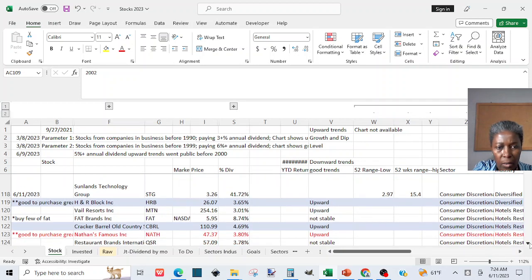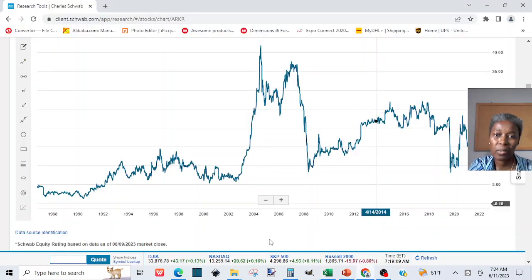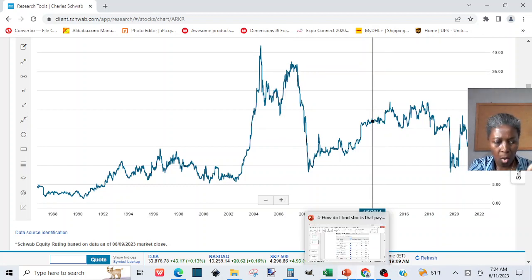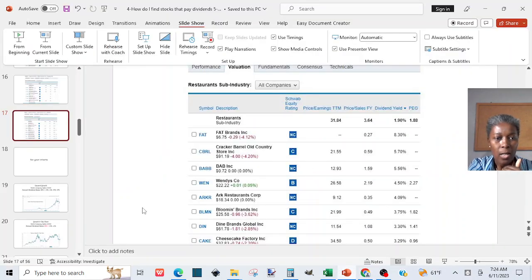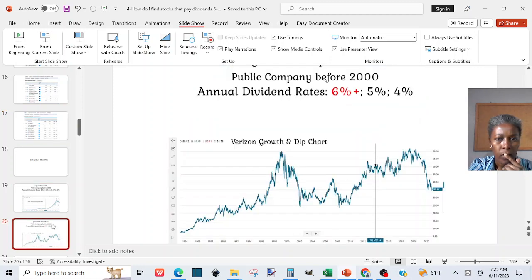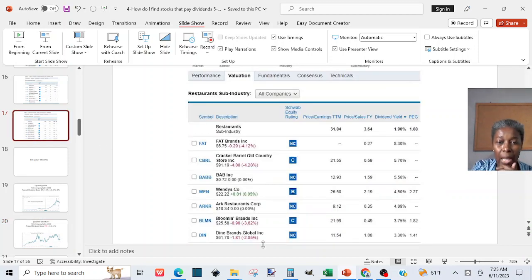But it does not matter. 4.9 growth and dip. Okay, I think it met our requirement, right? Because we have 4, 5, 6 for growth and dip. That's why it's good to set your parameters so that you do not lose focus. Growth and dip 4, 5, 6, 2000. Okay, and we are here. So this one met that requirement.